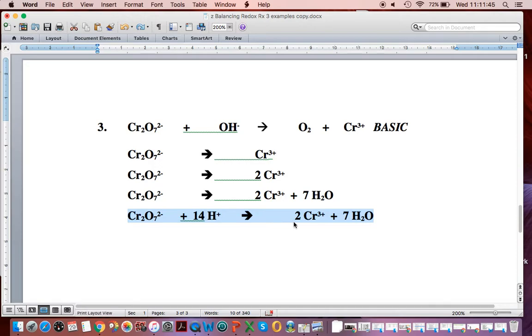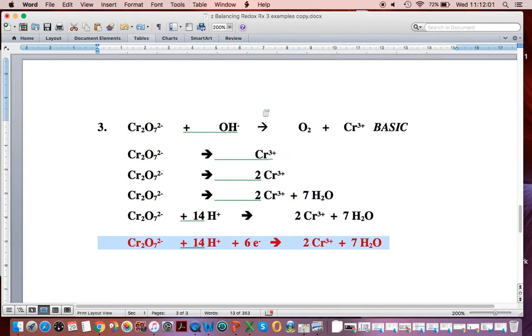Over on the right, we have 2 times 3 is 6 plus there and 0, so the right side is 6 plus. The left side, 14 take away 2 is 12 plus. So we've got to bring the left side down from 12 down to 6. So we need 6 electrons on the left. Right now I'm not going to bother making it basic. I can always do that later in the redox equation.